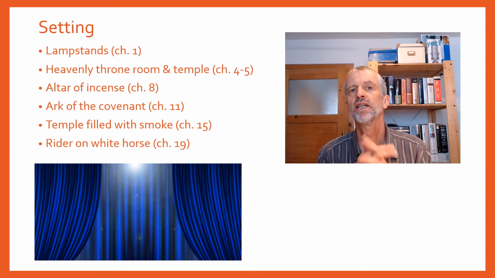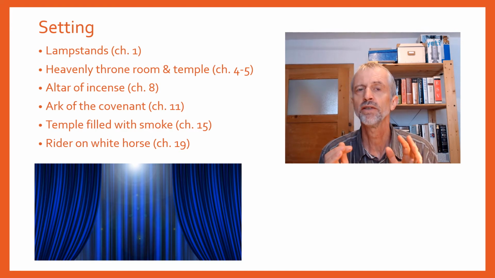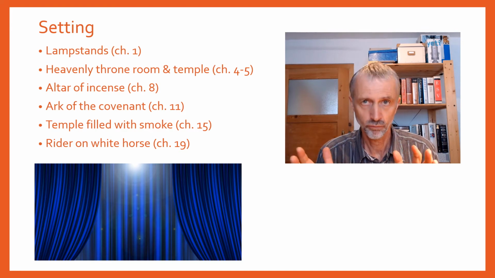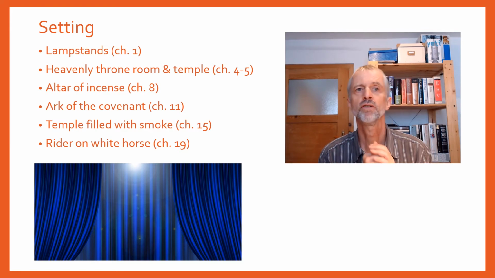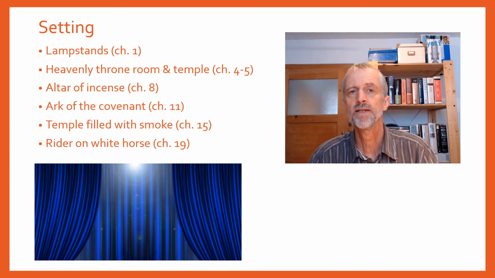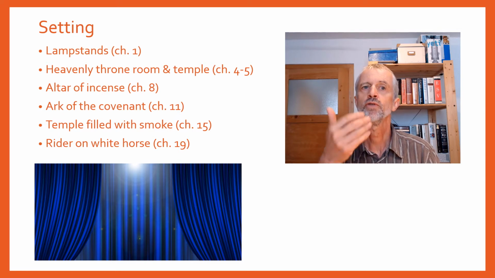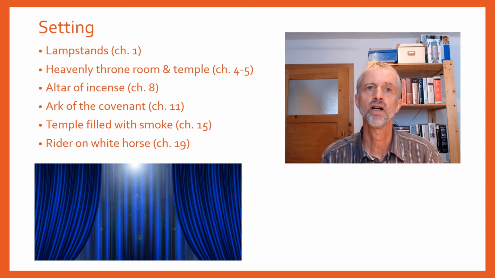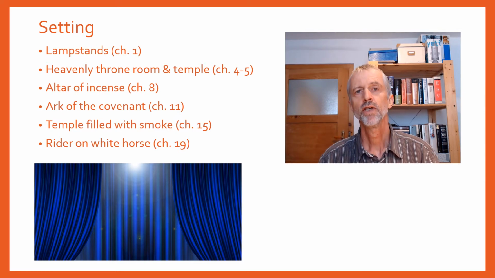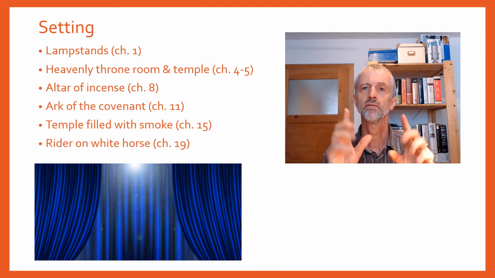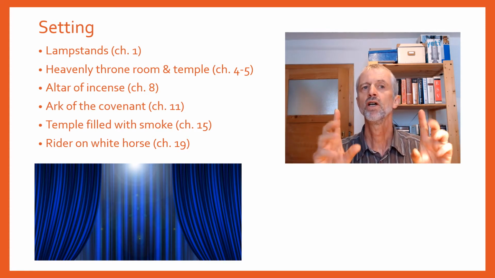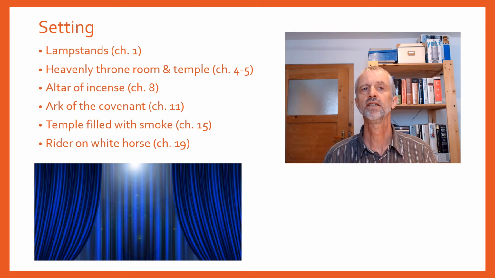Now, these settings have a lot to do with the content of the section that follows. For instance, Jesus in the midst of the 7 lampstands. Now, the lampstands, we are told, are the 7 churches. It is to these churches that the letters are then written and sent. So, setting and content of the following section are connected in each case.